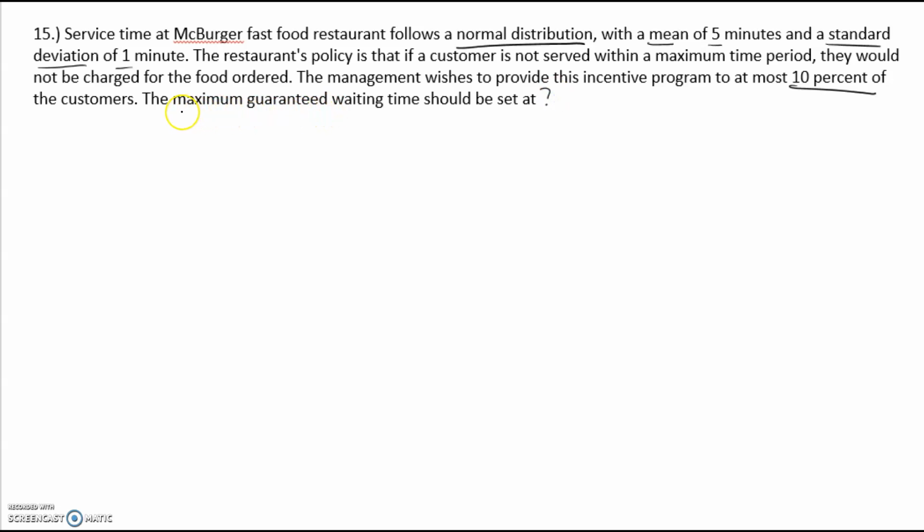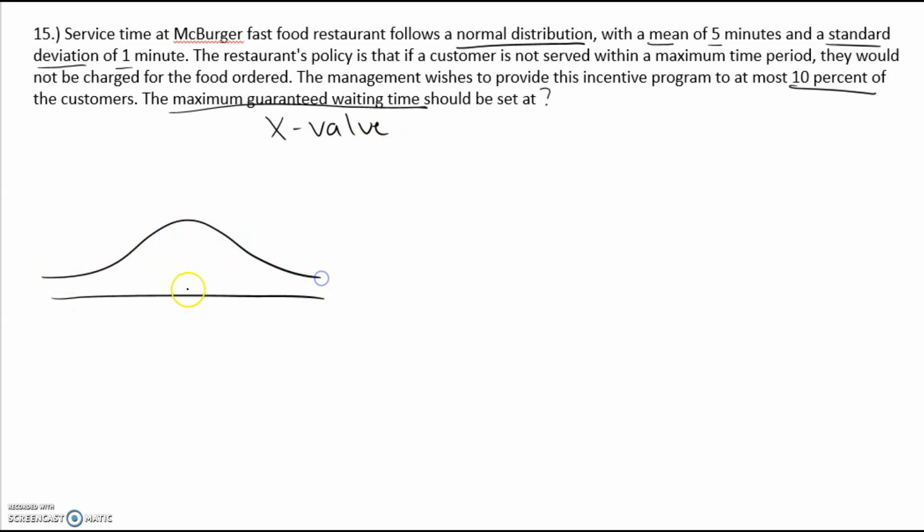Okay, so we're looking for the maximum guaranteed waiting time. Since waiting time is what we're looking for, this is really just saying find an x value. Okay, so we've got a normal distribution. We've got a mean of 5 and a standard deviation of 1. We want at most 10%, okay?